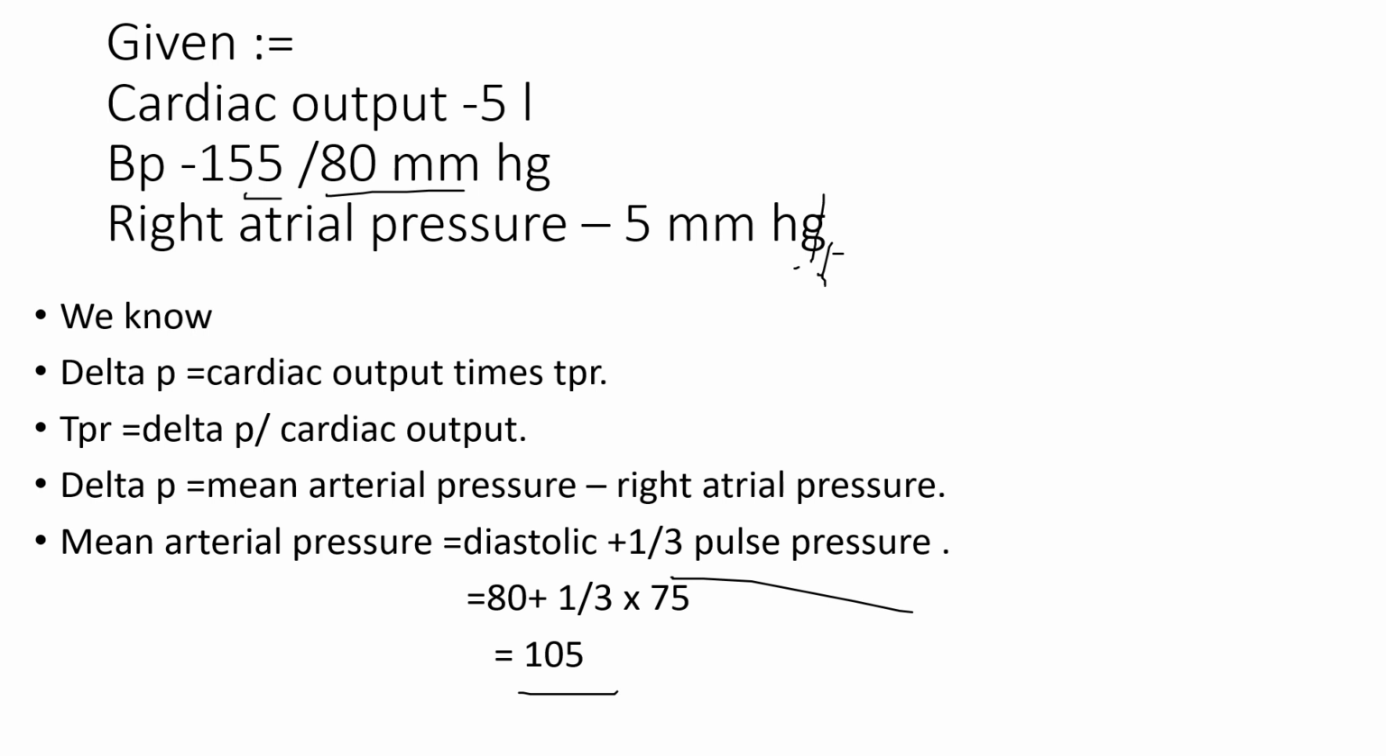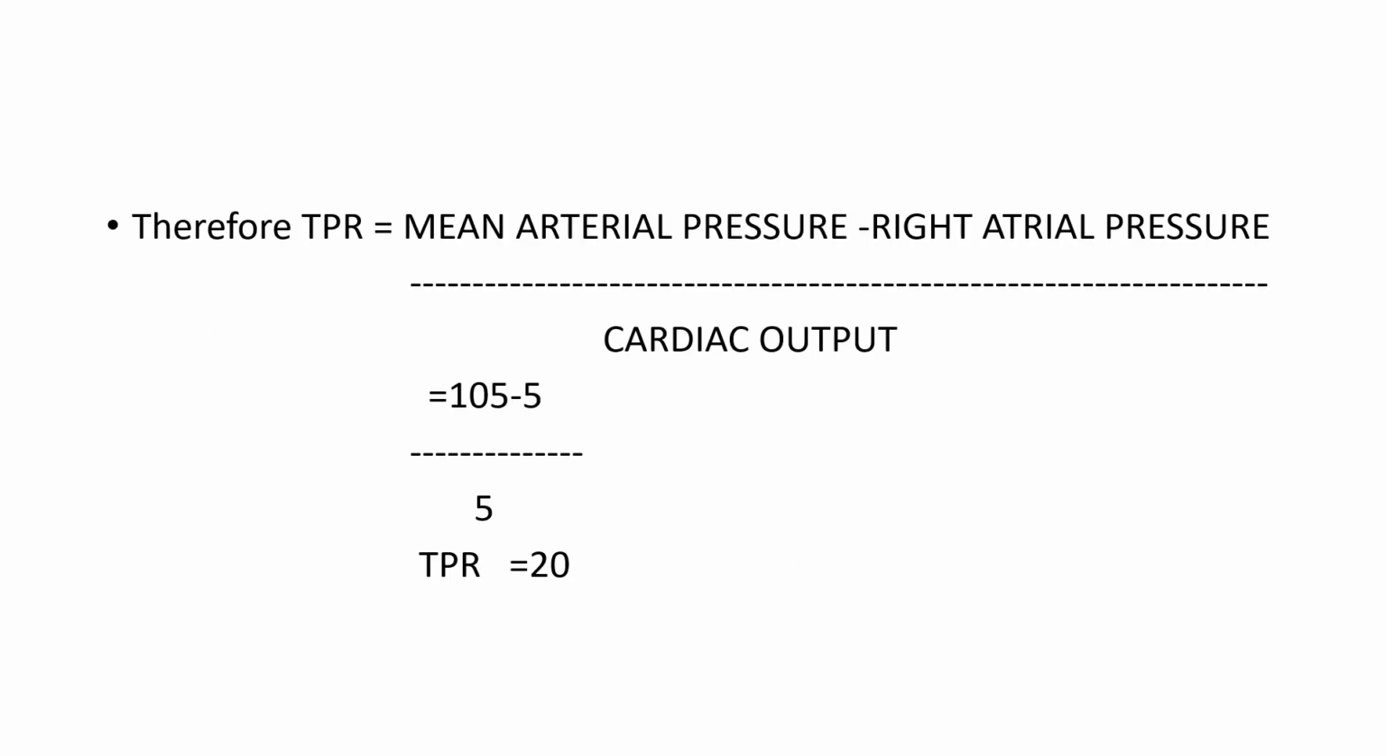Therefore TPR is equal to mean arterial pressure minus right atrial pressure divided by the cardiac output. Mean arterial pressure comes out to be 105, right atrial pressure is 5, which is given in the question, and cardiac output is 5 liters. So our answer is 20. This was a very simple question, and I know you might have answered this in the exam.